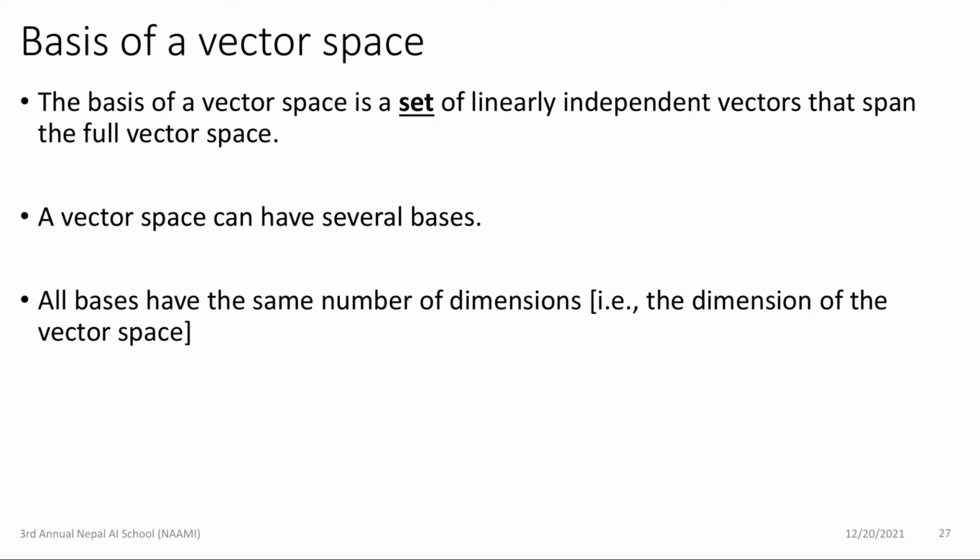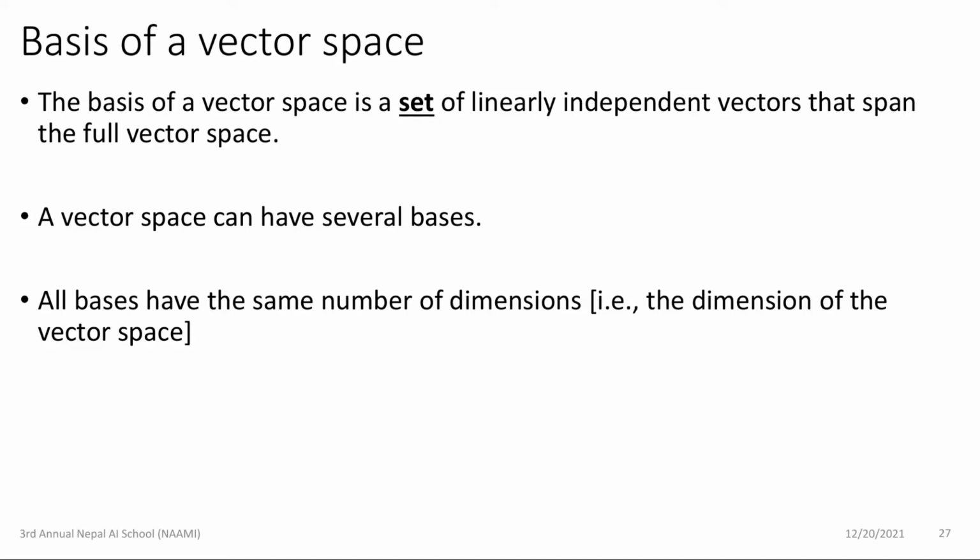For example, like we talked about, these two vectors are both basis vectors for the 2D vector space. And all bases have the same number of vectors, basically the dimension of the vector space. So if 2D basis vectors are spanning the entire 2D space, then their entries will have two numbers in them, basically. It's just a mathematical way of saying this.